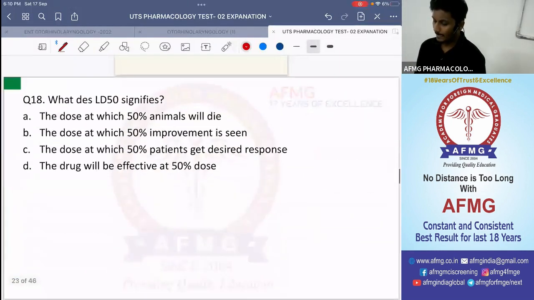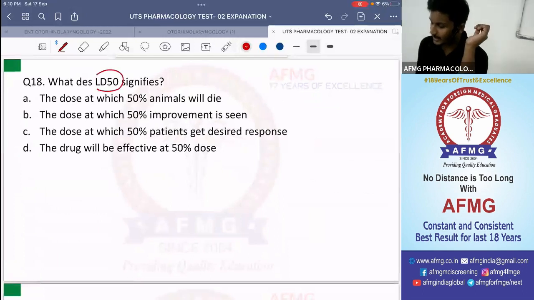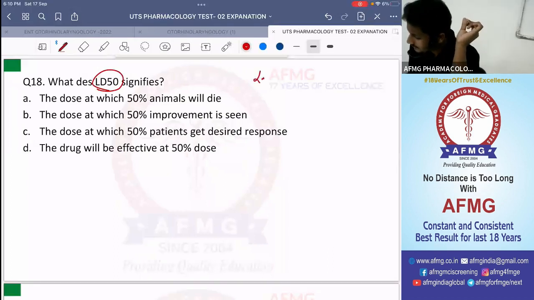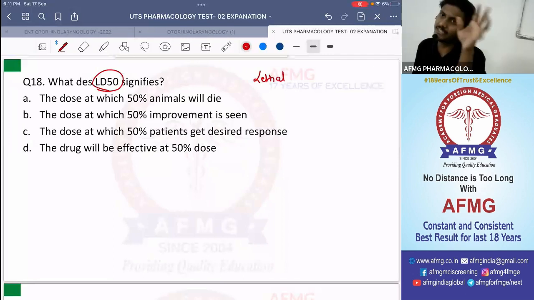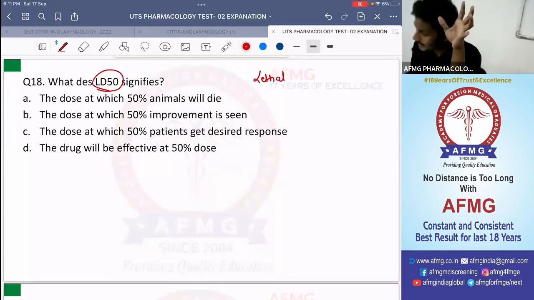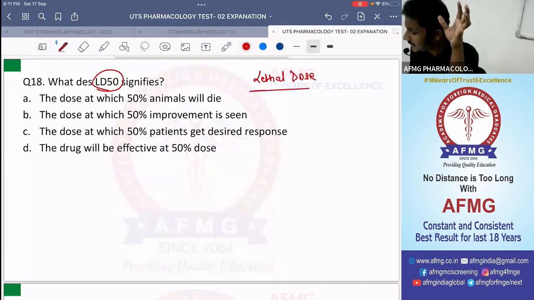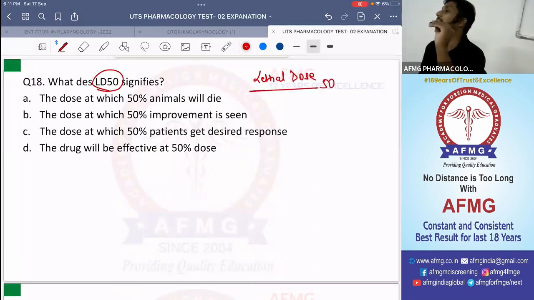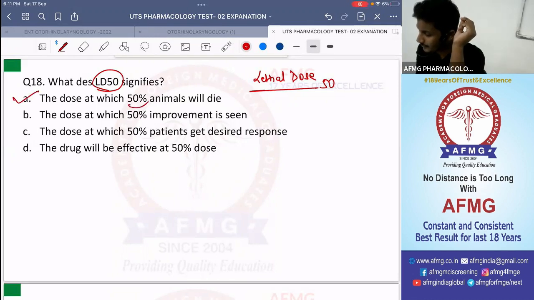What does LD50 signify? LD50. L is what? So it is not loading dose. Please remember, loading dose is different. This is lethal dose. Lethal means the dose which can kill. So the dose which can kill how many percent of animals? 50% of animals. That is what is called the lethal dose. So the dose at which 50% of animals will die is known as the lethal dose.